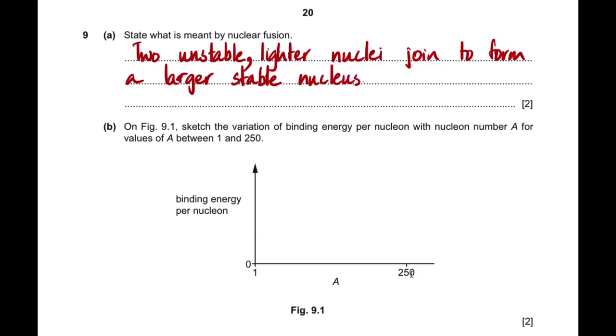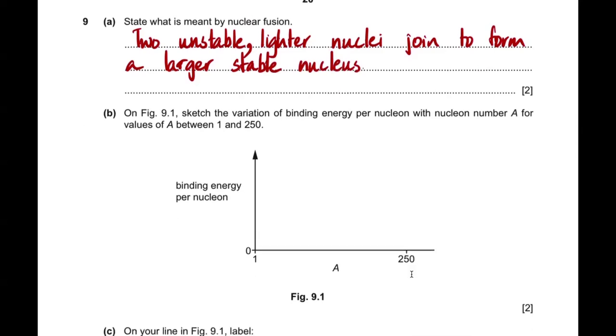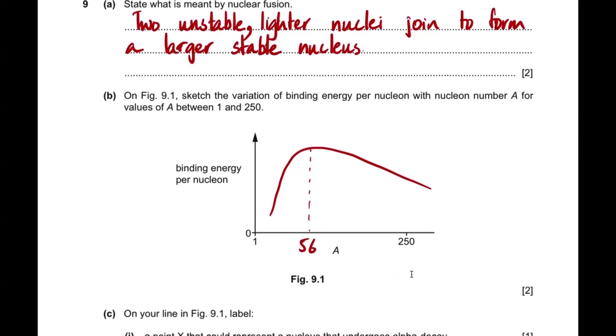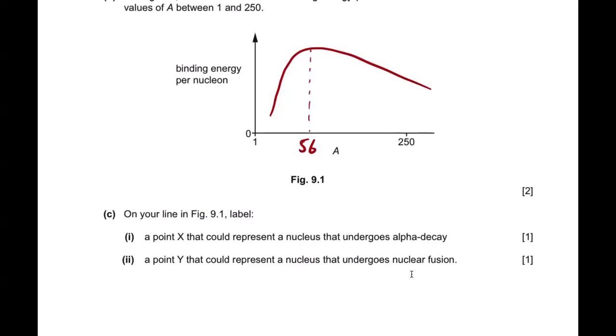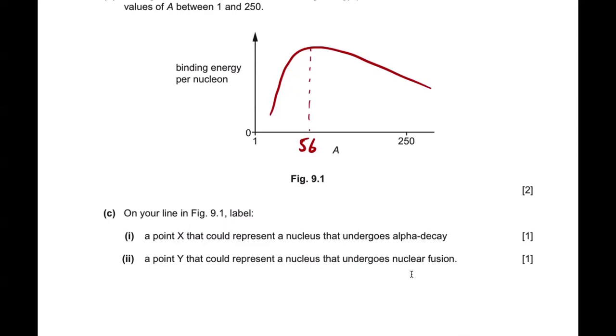Sketch the variation of binding energy per nucleon with nucleon number for values between 1 and 250. So this is how it's supposed to be, with this peak occurring at iron, which is 56. This is important to label. On your line in 9.1, label a point X that could represent a nucleus that undergoes alpha decay and a point Y that undergoes nuclear fission, right? So for something that undergoes alpha decay, it is going to be something like this, because it is the heavier nuclei that undergo alpha decay. So this is probably here.